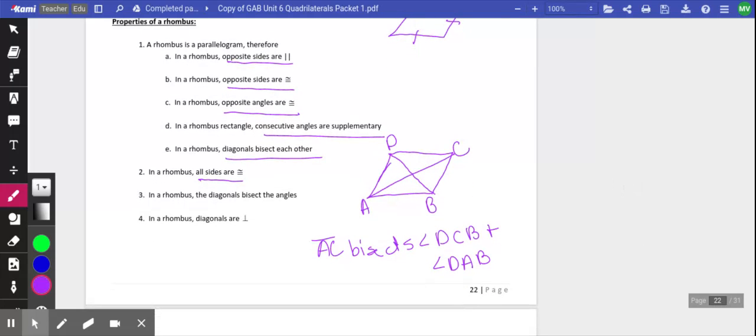It also means that DB, oops, I don't know why I wrote a C in there. DB bisects angle CBA and angle ADC.